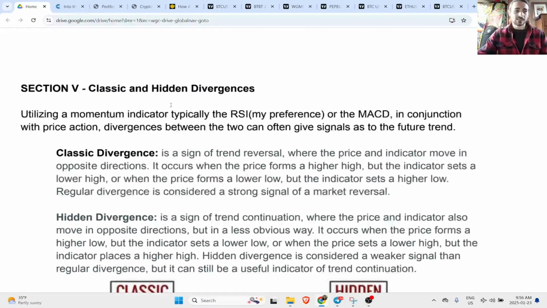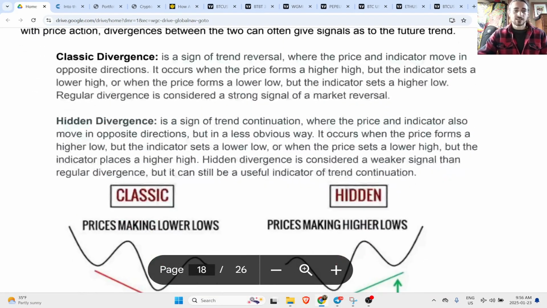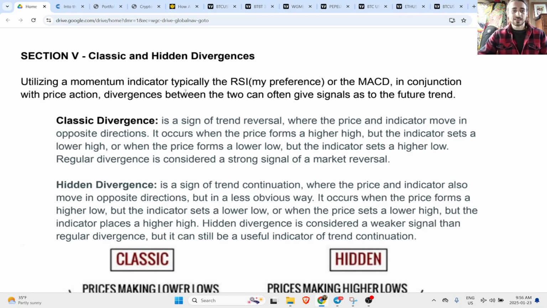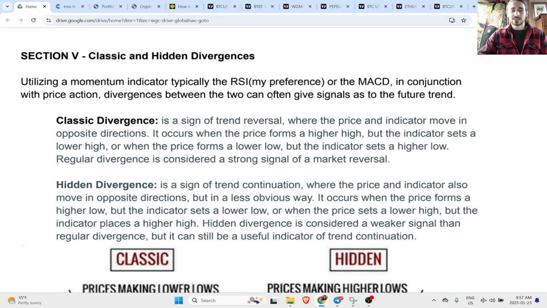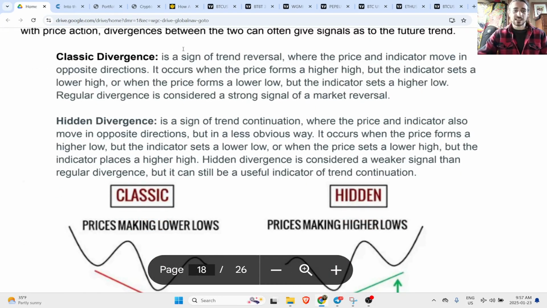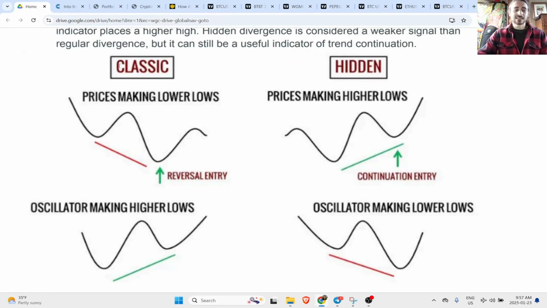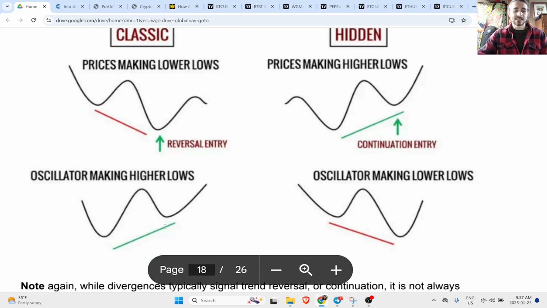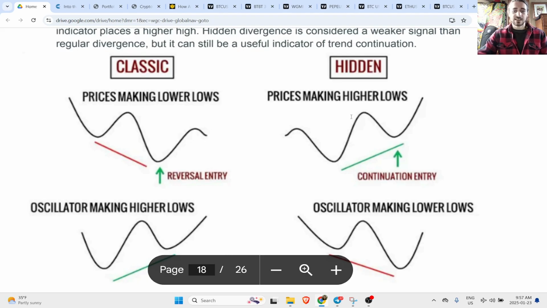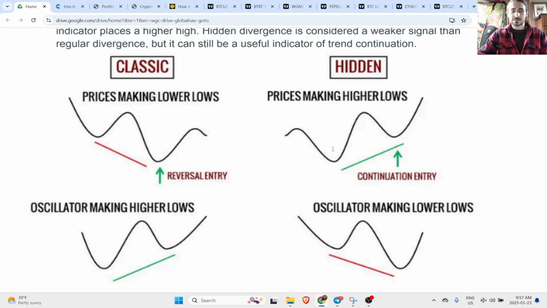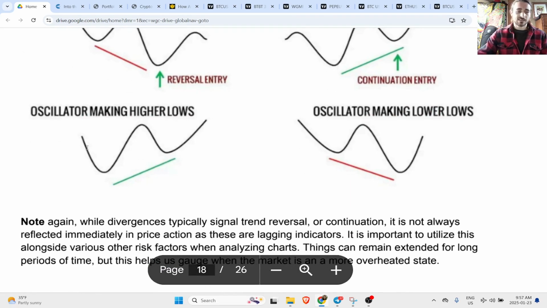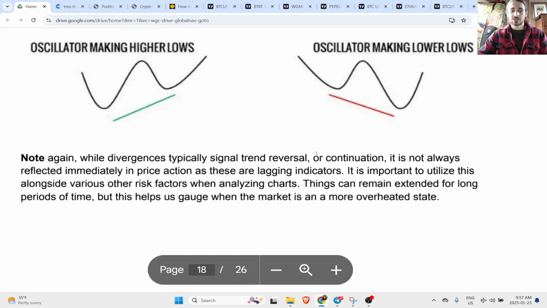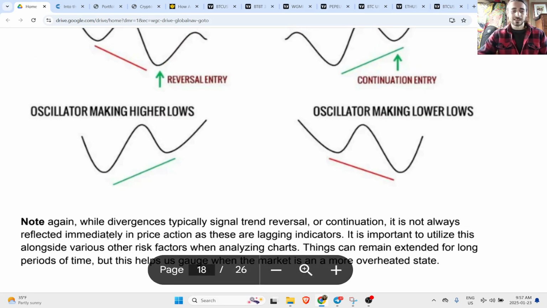Moving on, take a look quickly at classic and hidden divergences. Divergences happen when a momentum indicator, typically the RSI or the MACD, diverges from the price action. So essentially, I'll show you down here a classic divergence. The prices are making lower lows, and the RSI or the MACD is making higher highs. And then on the other side, the hidden divergence is prices are making higher lows, but the oscillator is making lower lows. So we see divergences typically signal trend reversal or continuation. It's not always reflected immediately in price action.